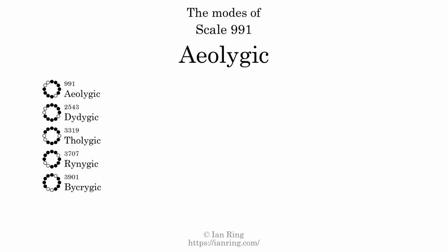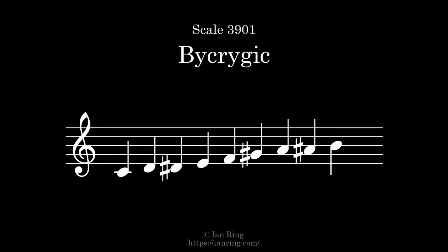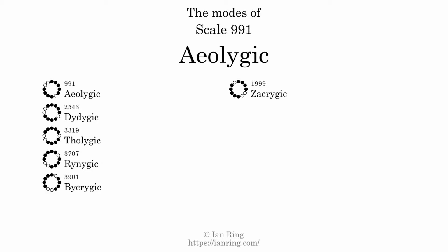The fifth mode is scale 3901, also known as bicrigic. It sounds like this. The sixth mode is scale 1999, also known as zacrigic. It sounds like this.